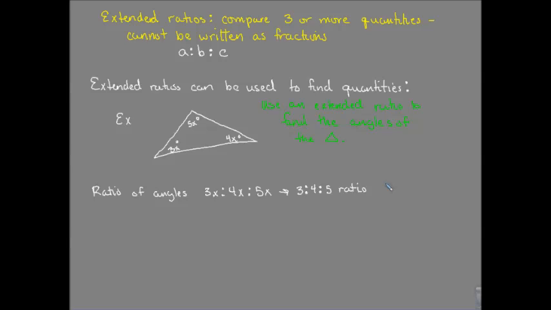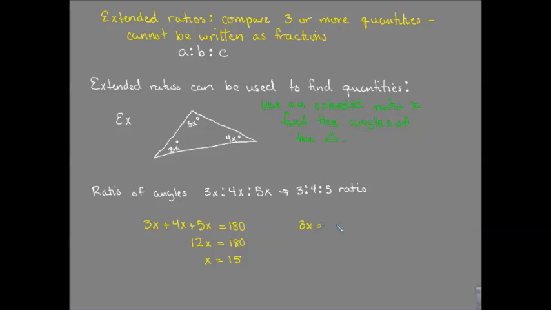Well, what do we know about the angles in a triangle? They equal 180. So we can find these by adding them together and setting it equal to 180. So I'm going to have 12x is equal to 180. And then if I divide both sides by 12, x is going to be 15.